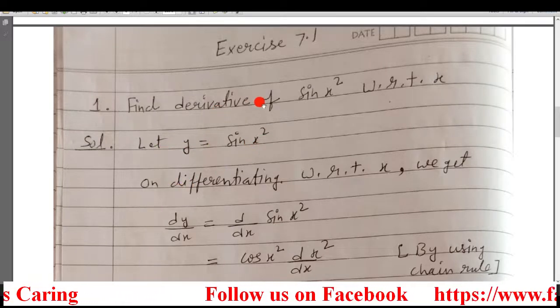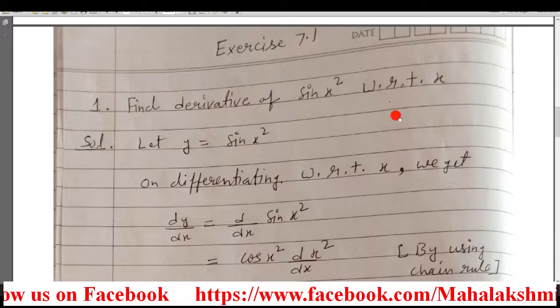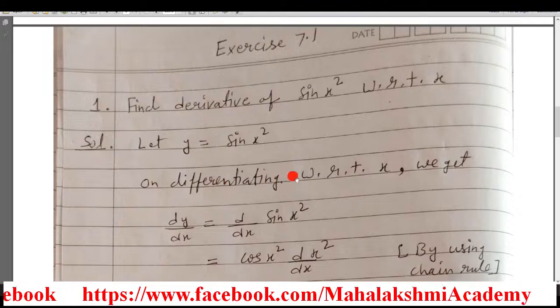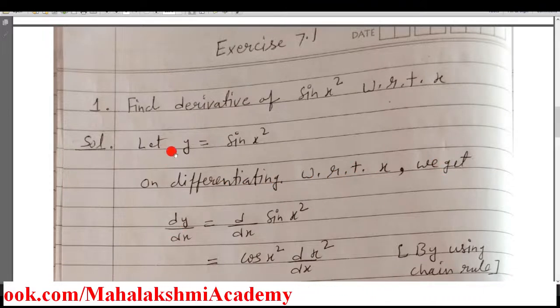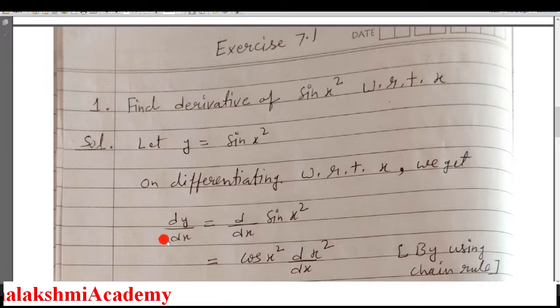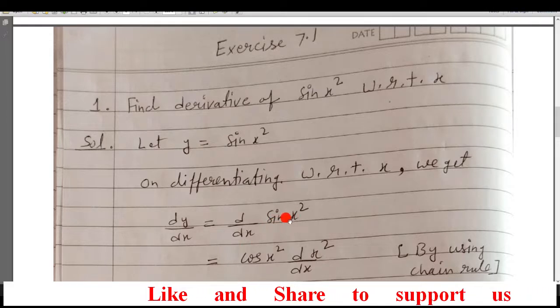Now we have to find the derivative, means we have to differentiate, and with respect to what? x. So just write down, on differentiating with respect to x we get, and this is the symbol for derivative, that is dy over dx, means we are differentiating y with respect to x. So here also the derivative symbol will come, that is d over dx of sine x square.